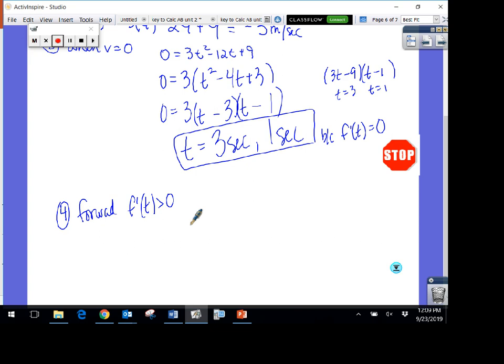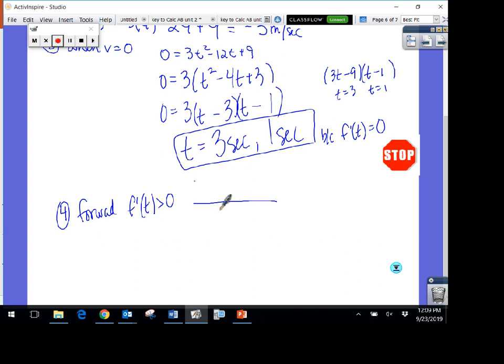Or it could be to the right. Forward and right would be positive. Backward or left would be negative when we're explaining movement. So we've got to figure out when this velocity is positive. A sign chart is what's going to help us do that.